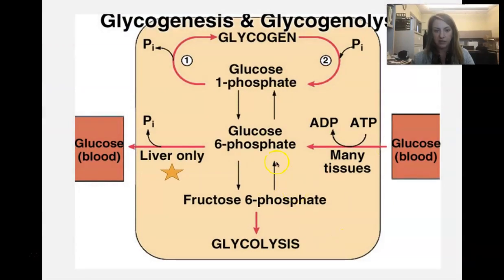So here's this process. Here's glucose. Okay. Glucose coming in from your blood. Just showing you this pathway you can put it into glycogen or go to glycolysis too, right? So start that cell respiration cycle.